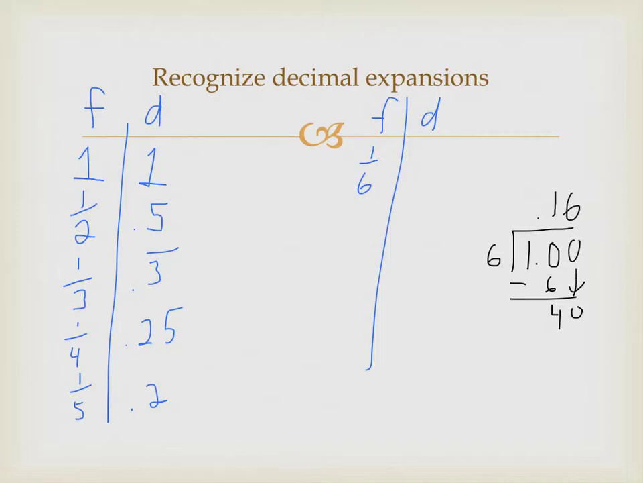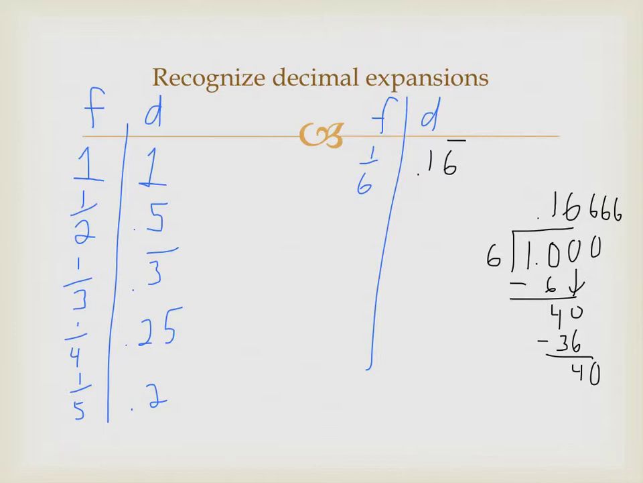Bring down a 0. 6 times 6 gets me close, it's like Price is Right rules, gets me close to 40 but under. And as you can see, we keep bringing down zeros and getting lots and lots of 6s. So that would be 0.16 repeating. That's the decimal representation of the fraction 1/6.